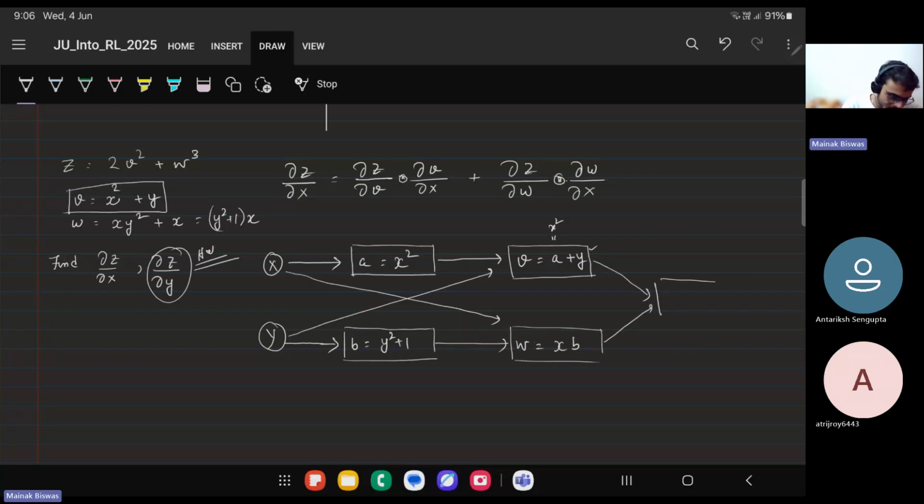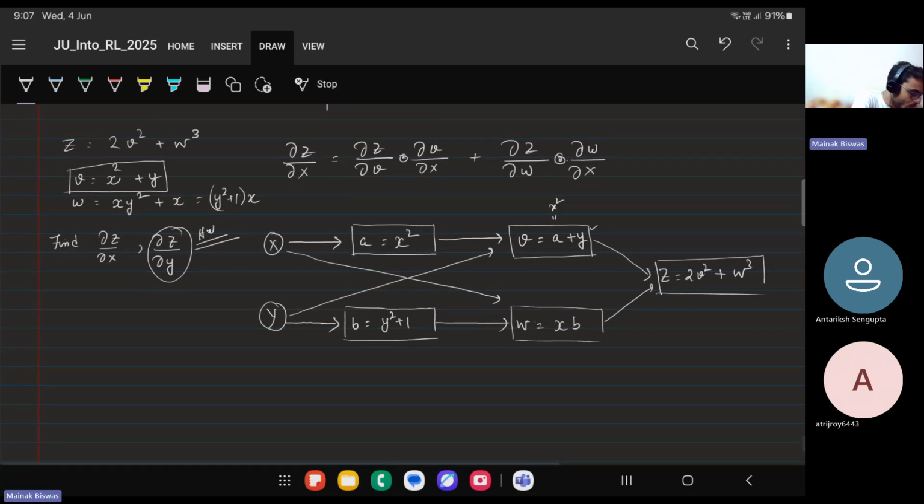Then last step, z is equal to 2v square plus w cube. Yes or no? No problem. Now you see what I can do.